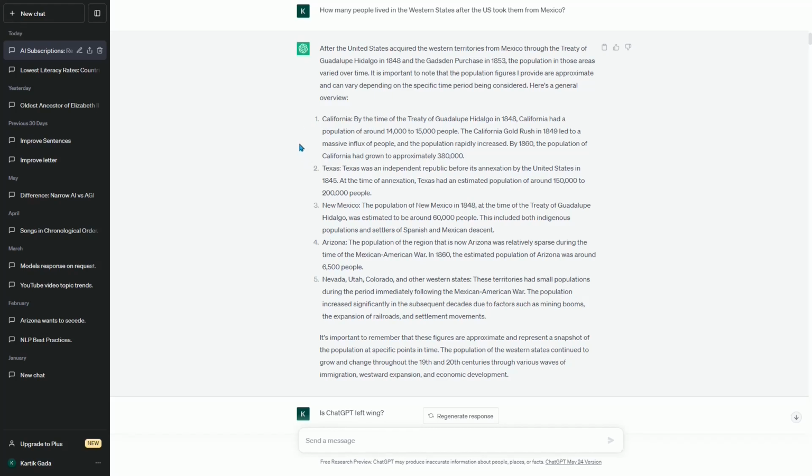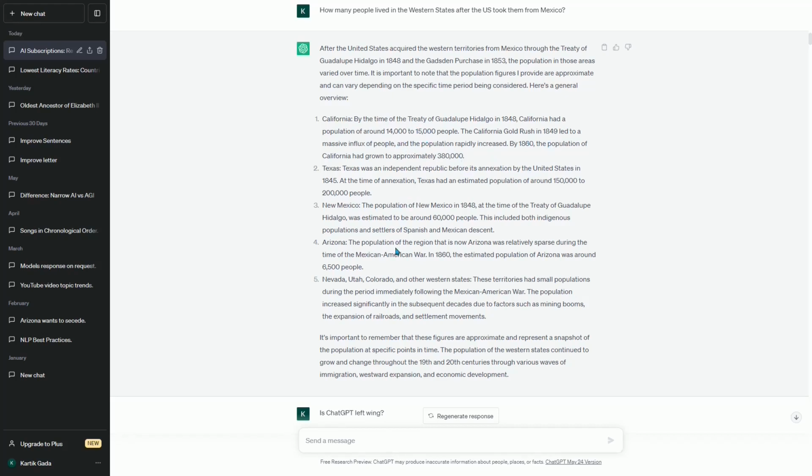The only place that had a significant number of people, and by significant we mean 150,000 to 200,000 people, was Texas. Even California had only 14 to 15,000 people in 1848. But a year later, 1849, the very famous gold rush caused a huge number of people to go to California, and the population increased by a factor of more than 20 to 380,000. But before 1849, California had only 14 or 15,000 people.